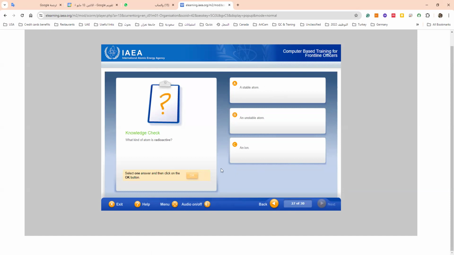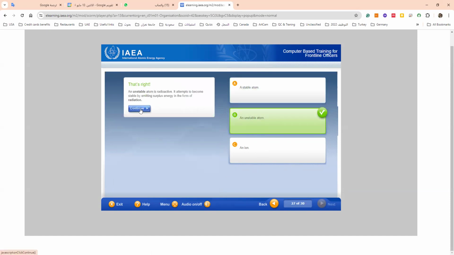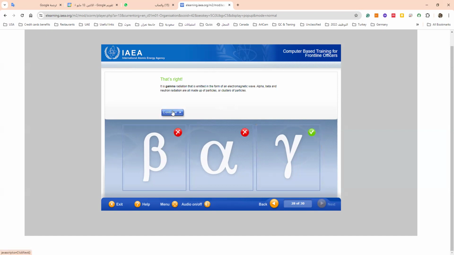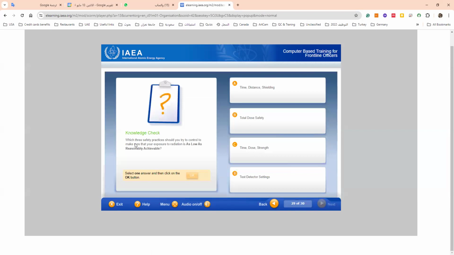What kind of atom is radioactive? I will select randomly, okay? Okay, unstable atom. Normally, I don't check all the answers. You have to check all your answers, okay? You have to check your knowledge. What type of radiation is an electromagnetic wave? This one, or this one, or this one. You have to select, and then press okay here, okay? So the right answer is gamma. What physical safety principle would you try to control to make sure that your exposure to radiation is as low as possible?